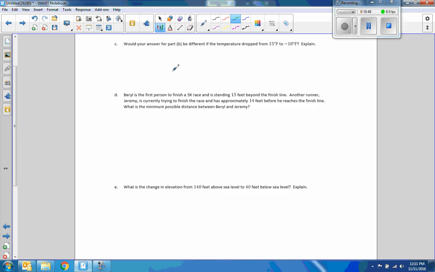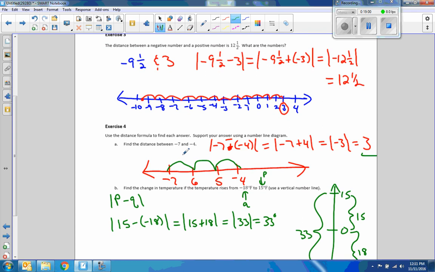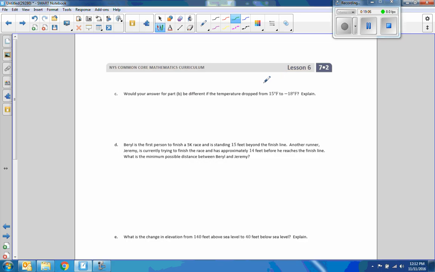Okay, C. Would your answer for part B be different if the temperature dropped from 15 to negative 18 degrees? So before we had negative 18 to 15. So we were at negative 18 to 15 for the last example. And it's asking if your answer for part B would be different if the temperature dropped from 15 to negative 18 instead of negative 18 to 15 degrees. Okay, and the answer is yes, they would be different.